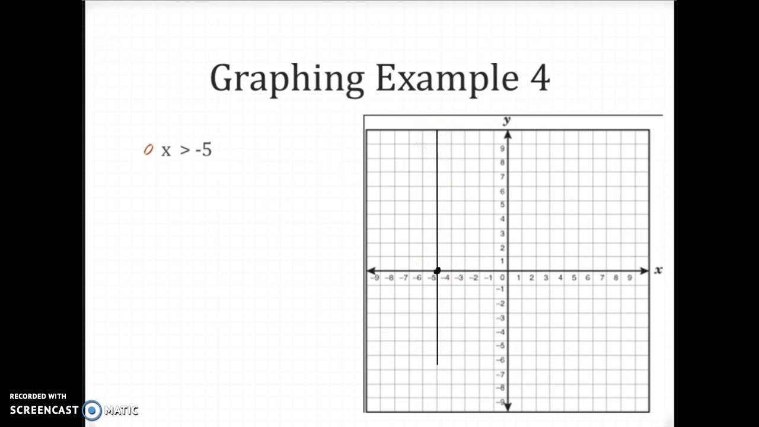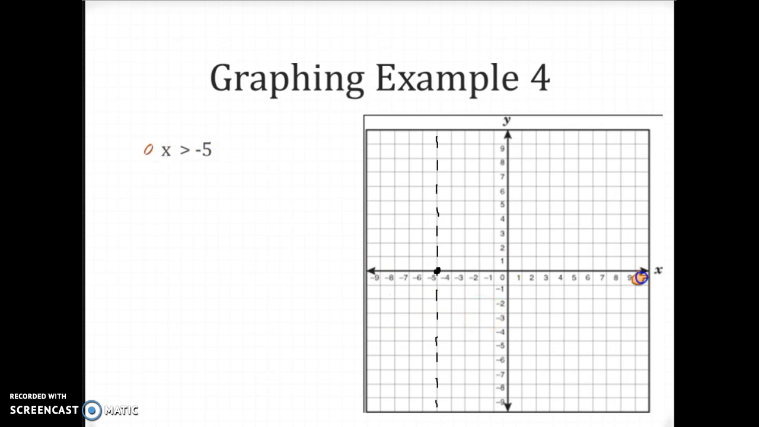Now, the only issue here with the line that I have graphed is that this does not have an equal sign, so I actually need to make this a dashed line. Instead of a solid vertical line, this would need to be a dashed line. So I would draw my dashed line because there's no equal sign in that inequality.